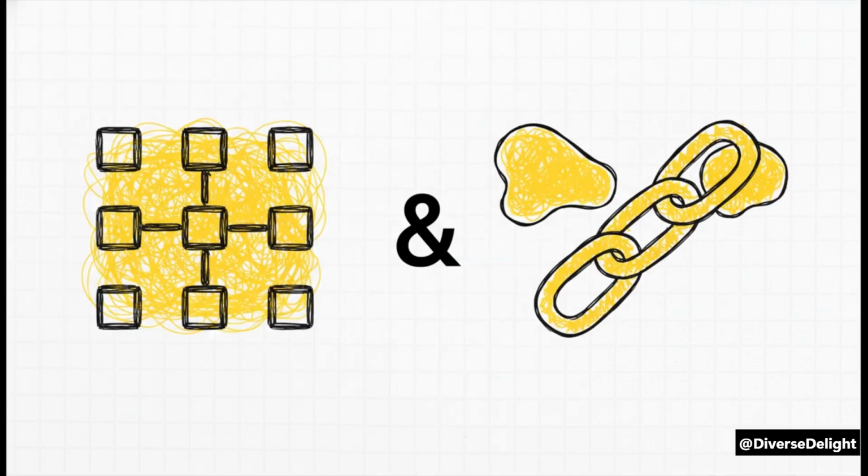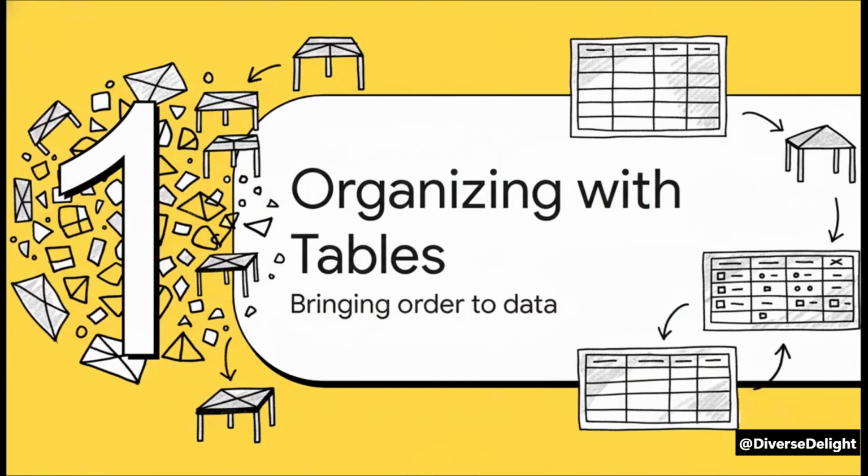We're going to zero in on two of the oldest and most essential tools in the web developer's toolkit. First, tables, which are all about creating structure. And second, links, which are all about creating connections. If you can really get your head around these two ideas, you'll start seeing the web in a totally new way. Okay, first up, tables.